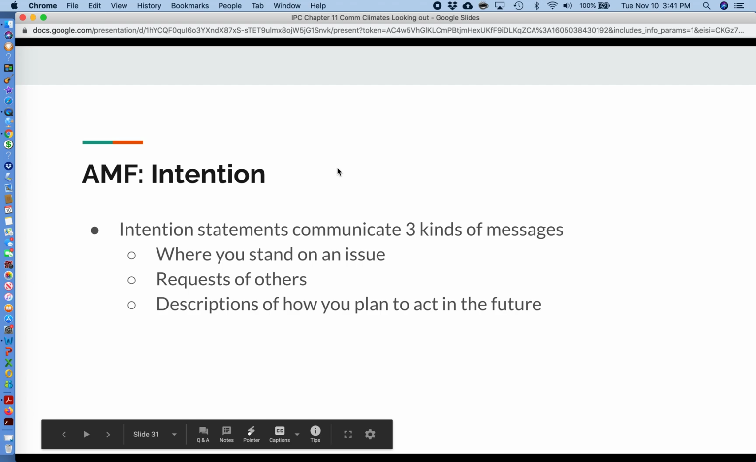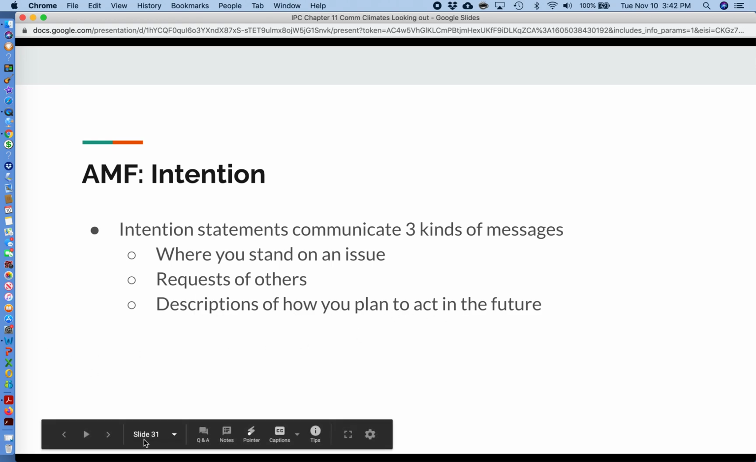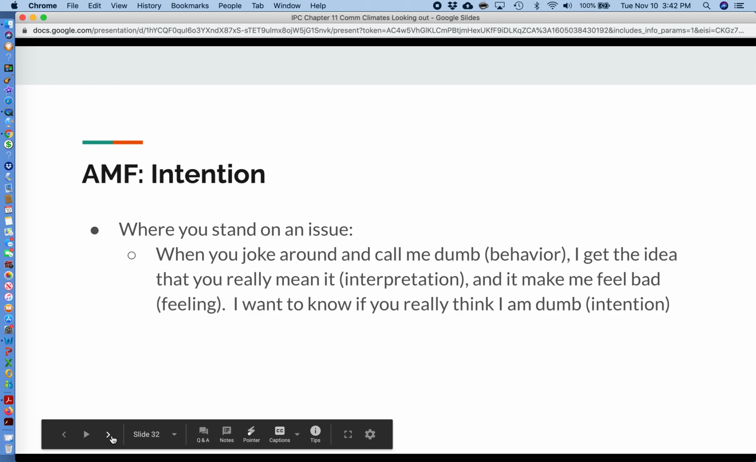And then you want to make sure that your intention statement communicates three messages. You want to let people know where you stand on something. You want to let them know what you're requesting of them. And then how you plan to act in the future. So that's the intention statement.